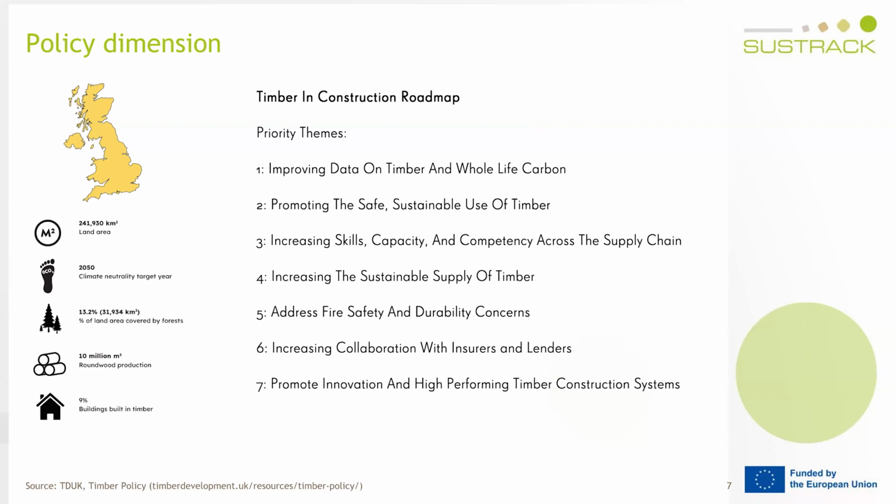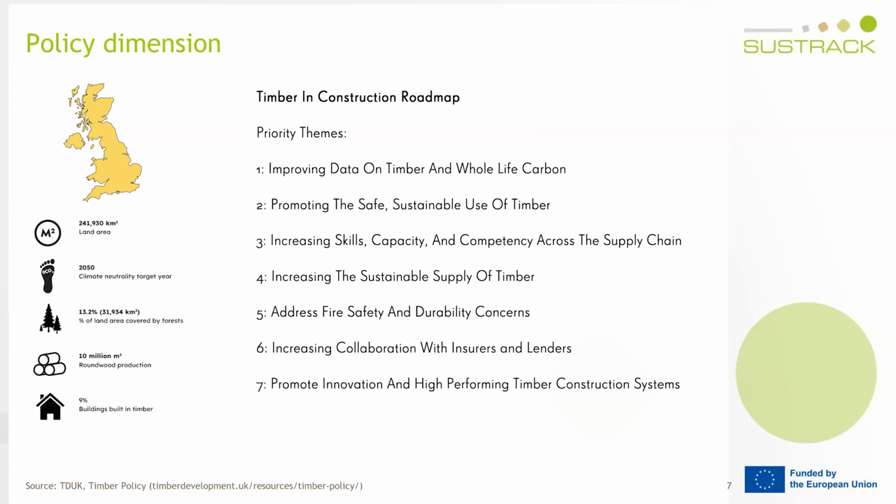just reading through the title of those priority themes, we can see what the main barriers are and what the UK government thinks are the areas which we should apply our studies on in order to make a clearer case for the use of timber. So there is a need to improve data on timber and whole life carbon, so the carbon aspect, so the sustainability aspect of the material.